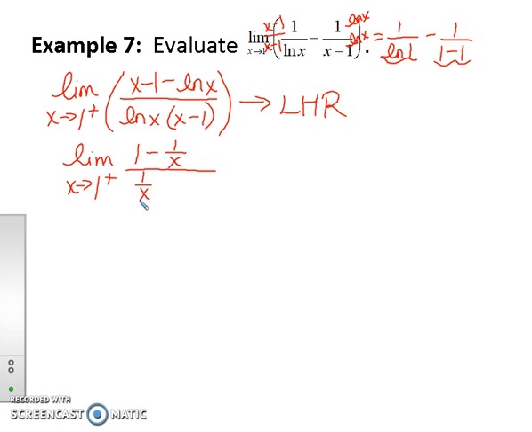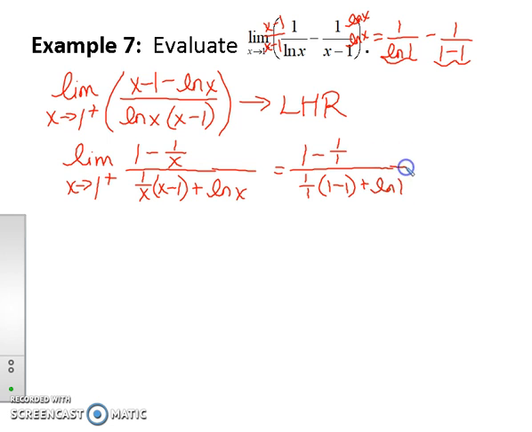In the denominator, this would be a product rule problem. So the derivative of the first times the second, plus the derivative of the second: x minus 1, its derivative is 1, times the first function there. At this point, you would then try to substitute, and if I substitute 1 in, in the numerator we get 0, which is not really an issue. The denominator, though, we end up with 0 plus 0. So the denominator is still an issue.